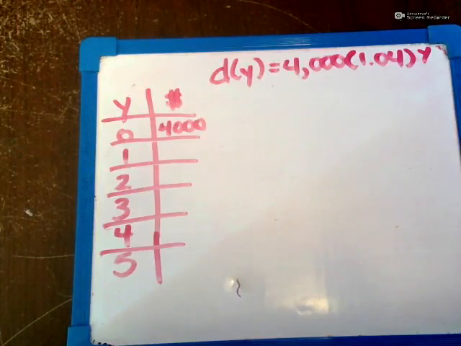Okay, so this one is a word problem about Miss O'Connor, who invested $4,000 into an account earning 4% interest compounded annually. Complete the table to show how much money she has in her account for the last 5 years using the function d of y is equal to 4,000 times 1.04 to the power of y, where d represents the money in her account and y represents the number of years. Round answers to the nearest dollar.